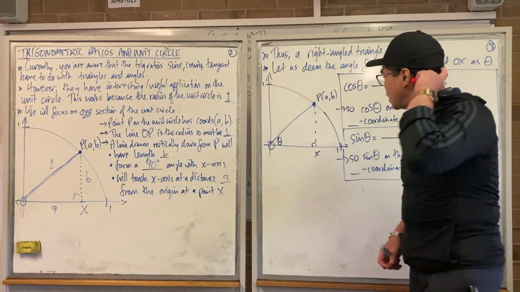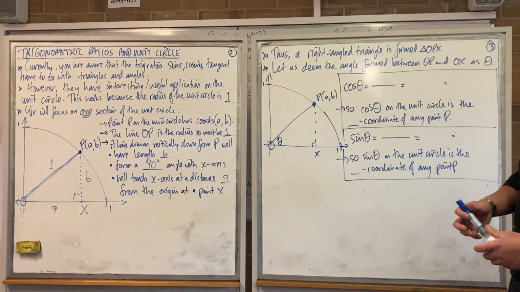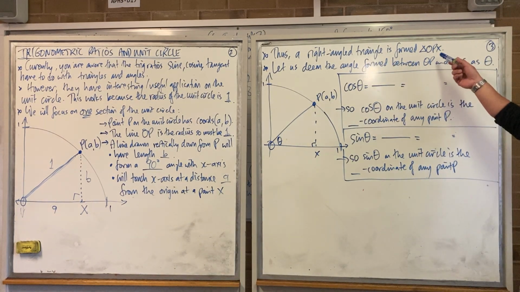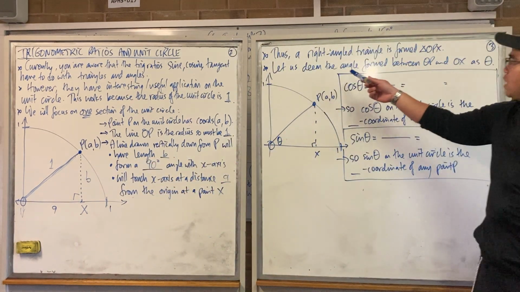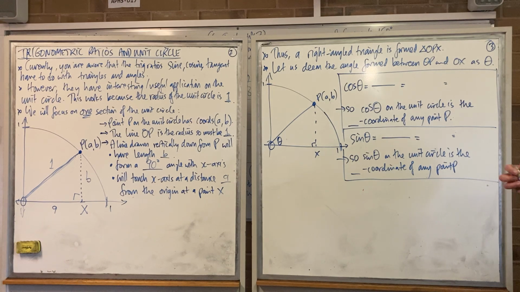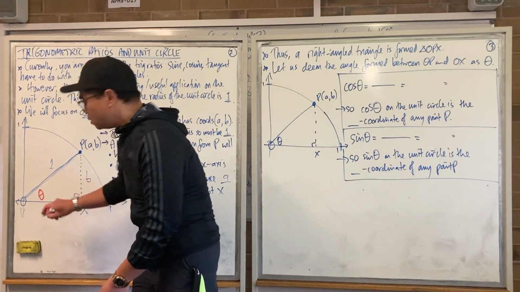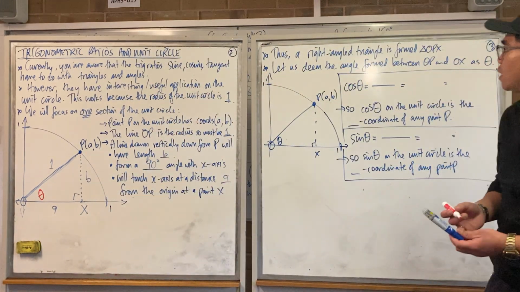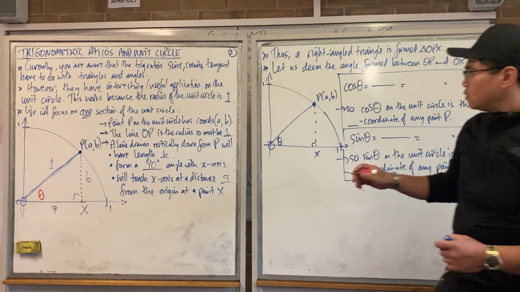Okay? Why is that useful for us on the unit circle? Why are we trying to chuck these triangles onto a circle? Well, we have a right angle triangle here that's been formed, triangle OPX. Let us deem the angle formed between OP and OX as theta. So what's theta? It's this, which is what we established on the previous diagram.